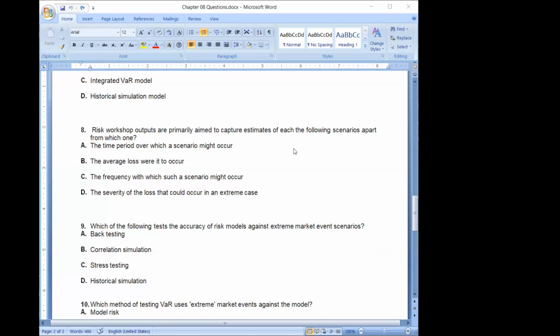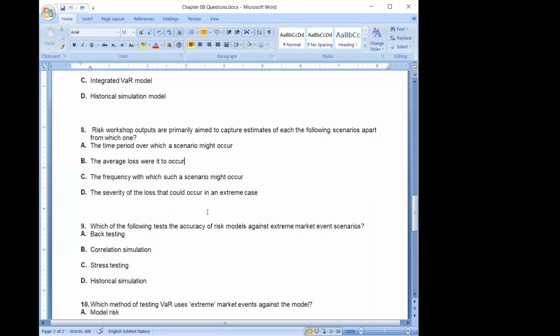Risk workshop outputs are primarily aimed to capture estimates of each of the following scenarios, apart from which one? That means there are three good things, and there's one that is not matching. Because the question is apart from, right? Apart from this one, which one? The time period over which a scenario might occur, the average loss for it to occur, the frequency with which such a scenario might occur, the severity of the loss that could occur in an extreme case.